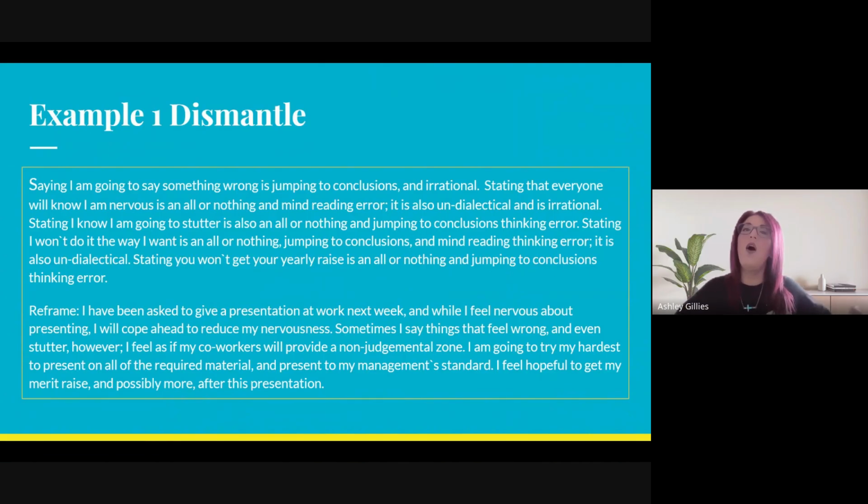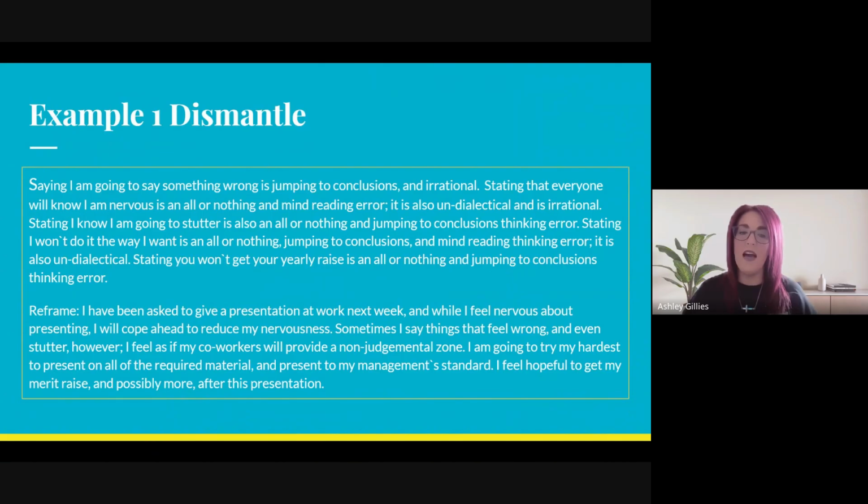Because if you can say, oh, that was all or nothing, you're going to know exactly why it's all or nothing, and you're going to know how to reframe it. You're going to know it's mind reading and how to reframe it. Okay, so really, really try and focus on identifying the undialectics and the thinking errors. Okay, you notice I didn't put anything about emotion and behavioral egos here. We will do that. Okay, so the reframe.